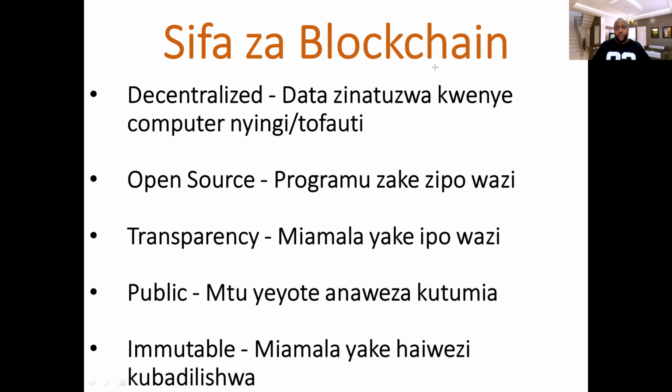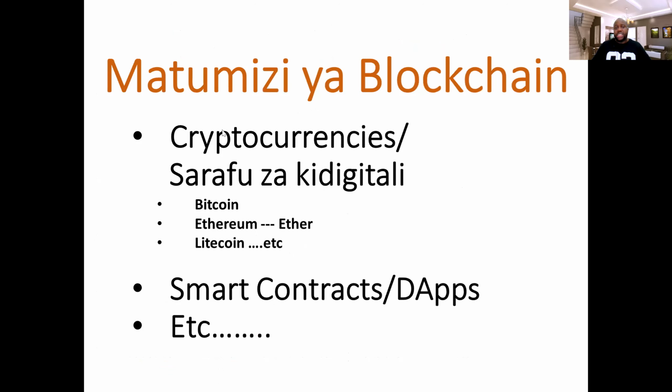Now I want to show you where blockchain is used. Like matumizi means usage, where do we use blockchain? Blockchain is the underlying technology behind cryptocurrency. Blockchain is the one which has brought cryptocurrency into existence. So there is a technology behind the way Bitcoins or cryptocurrencies are mined.